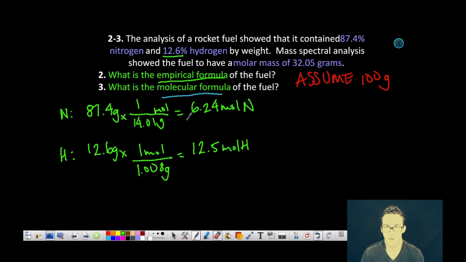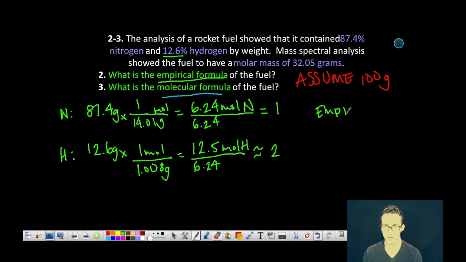Now, when we're trying to figure out the empirical formula, again, it's just a ratio of the moles. As we compare these two, these are pretty easy numbers to work with, but if you're unsure, you always just divide by the smaller of the two. Which means that for every 1 mole of nitrogen, we're going to have approximately 2 moles of hydrogen. Therefore, our empirical formula is going to be NH2.